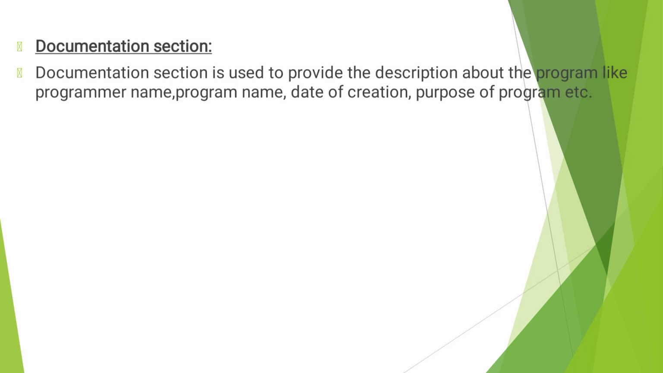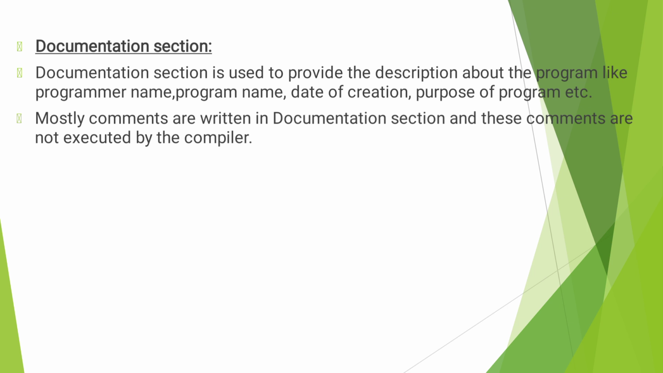Documentation section. Documentation section is used to provide the description, the details about the program. Like we may include program name, programmer name, date of creation of a program, purpose of the program or title of the program, etc. Mostly these details will be written in the form of comments. These comments are not executed by the compiler because comments will be ignored by the compiler. Compiler doesn't execute any comment. These are ignorable statements.